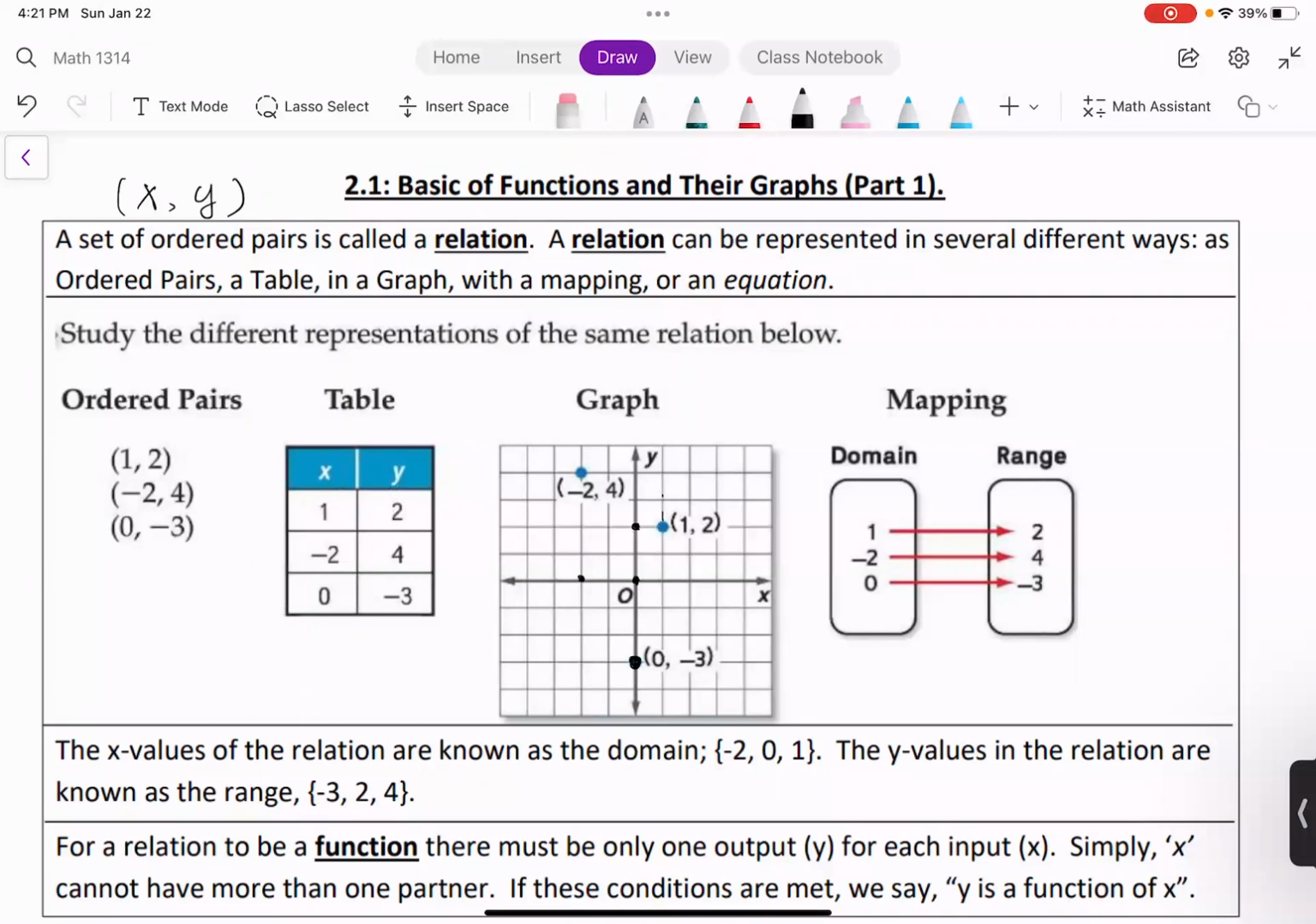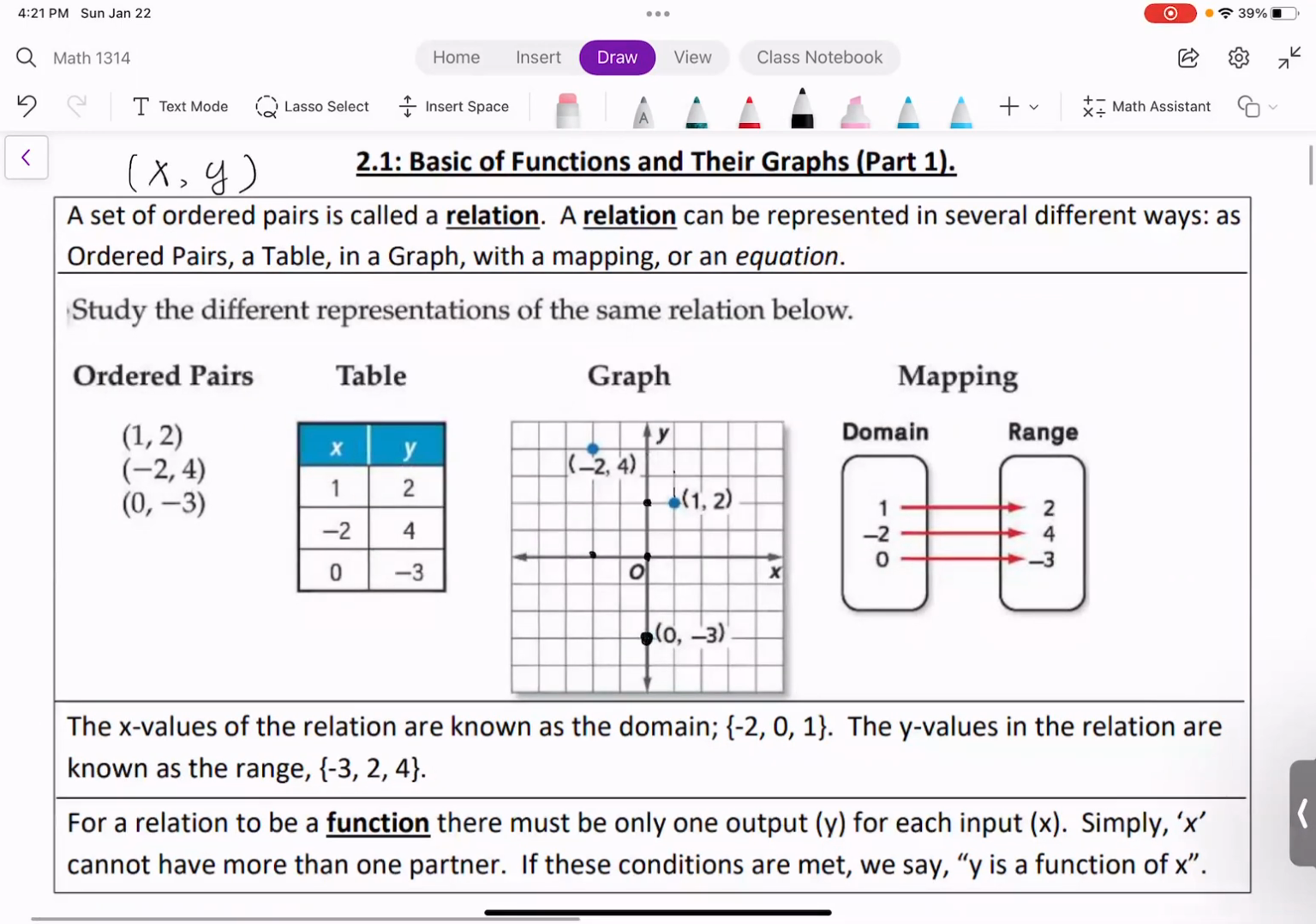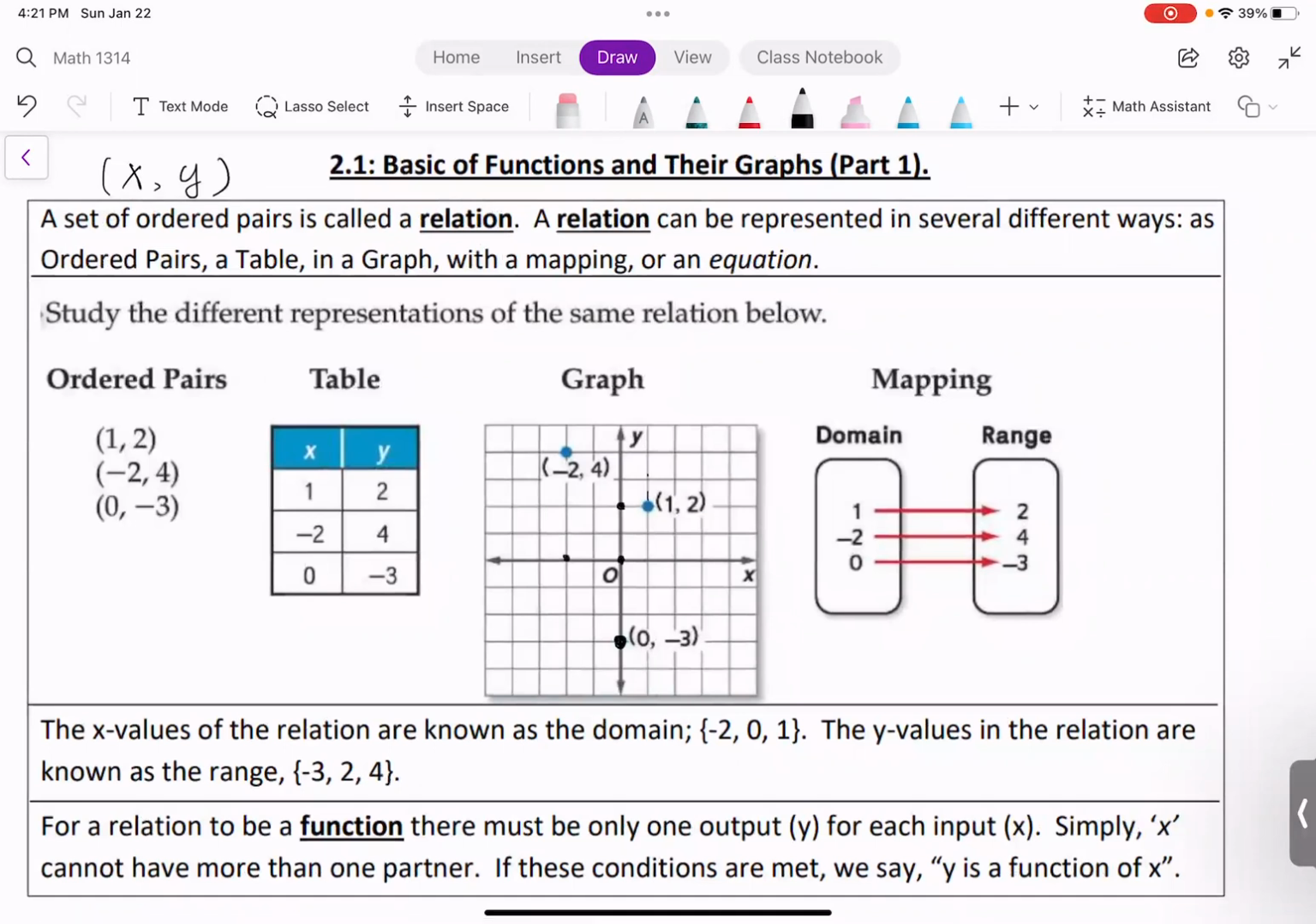A relation can be represented in several different ways: as ordered pairs, a table, a graph, a mapping, or an equation. So let's see some relations. First one, the ordered pair. The first element in the parentheses, we say this is the X. Second element, that's the Y. Between them, we use a comma. Second one, the relationship between X and Y, they are -2 and 4. The last point is 0, -3.